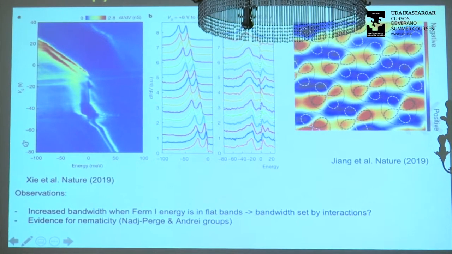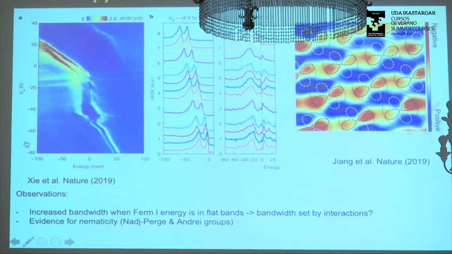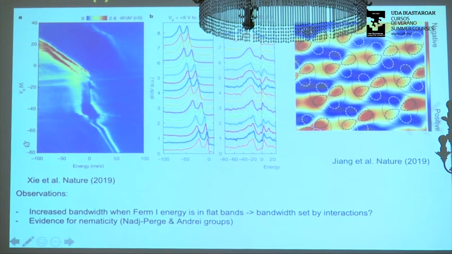If your chemical potential is in the remote bands, outside the flat bands, these two are very close together. But when you put your chemical potential into the flat bands, suddenly the bandwidth of the system becomes much bigger, okay? So all four papers see this. It seems that when you put your chemical potential in the flat bands, your bandwidth is no longer set by the single particle band structure, but the interactions themselves set the bandwidth of the system.